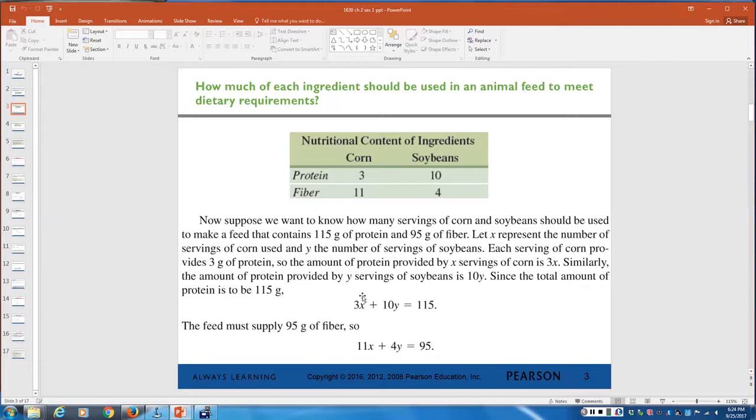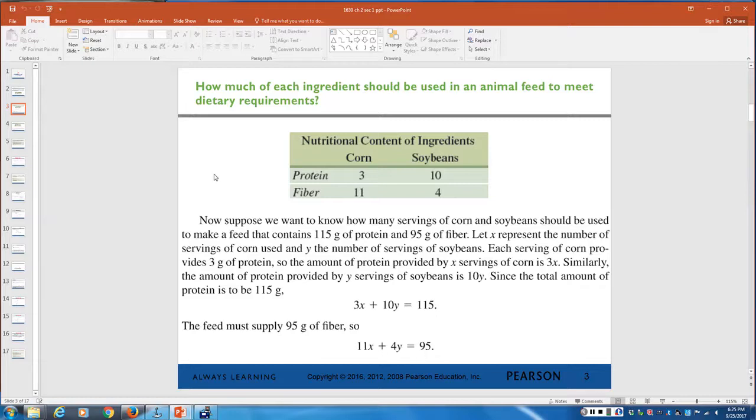So you're going to add 3X plus 10Y to get 115, and you need your feed to supply 95 grams of fiber, so you have 11X plus 4Y equals 95. Now notice in these 2 equations, X and Y represent the amount of corn and soybeans. That's the variable. How much corn do I need? How much soybean do I need? Your first equation is about how much protein I need, and your second equation is about how much fiber I need. And you've got to find a common X and Y that solves both of those equations.